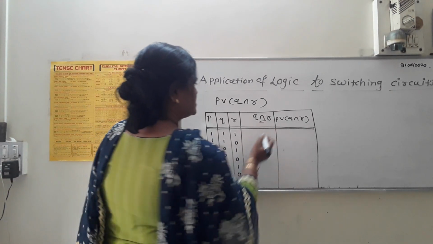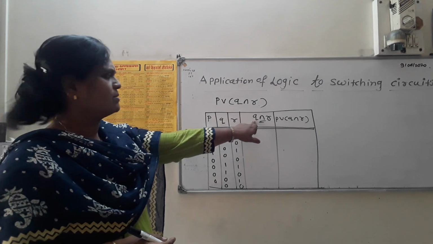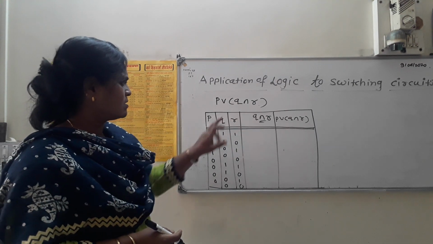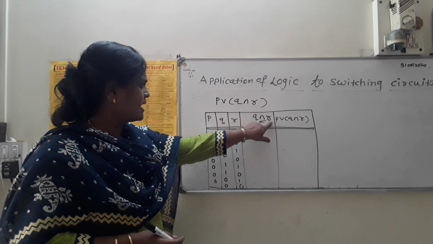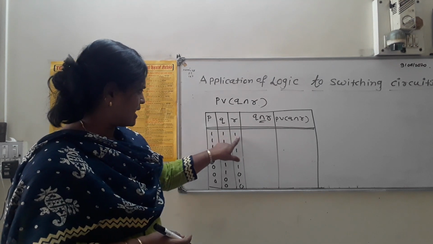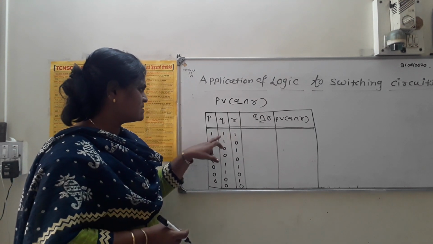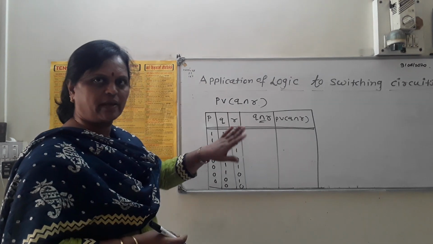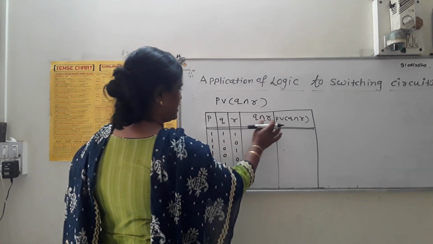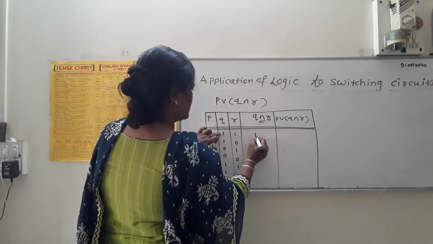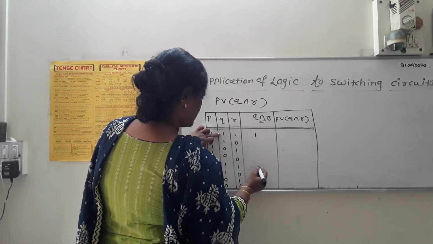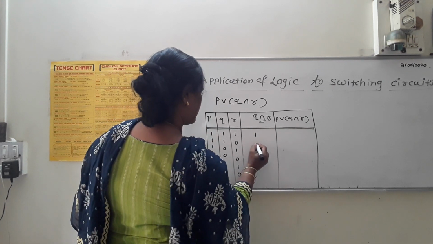But here is conjunction, and. And means Q and R. So here Q and R. And means true, true, true. Remaining all are false. So Q and R, so this and this one, this and this again one. Remaining all are false.